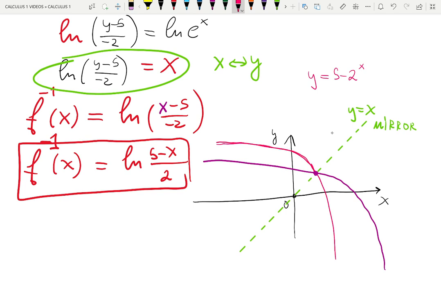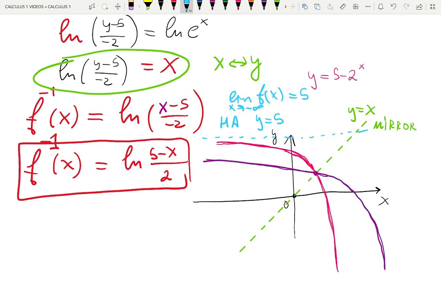This part is curvy, it's concave down, so this part also should be curvy if you use y equals x as a mirror. This part over here is more line looking, so this part over here also should be line looking, like so. You can even check that these functions actually have horizontal and vertical asymptotes. The original function has a horizontal asymptote at y equals 5. Check the limit as x approaches minus infinity of the original function f of x. It gives you 5. That indicates a horizontal asymptote.